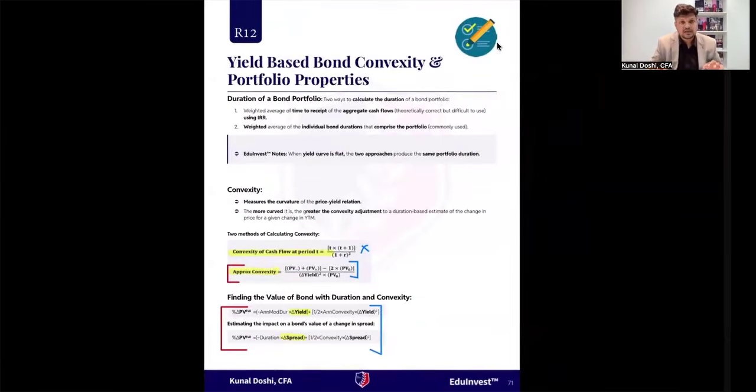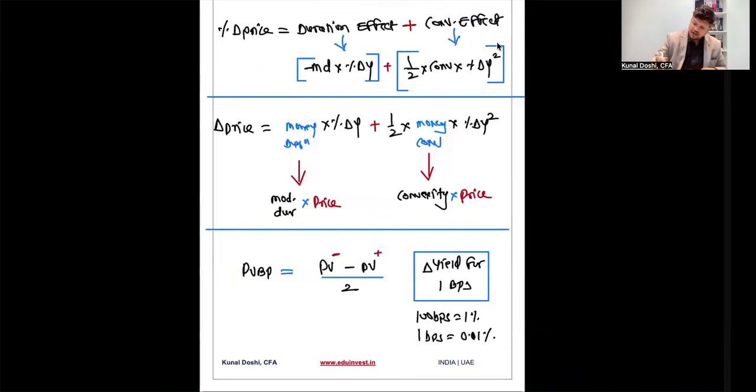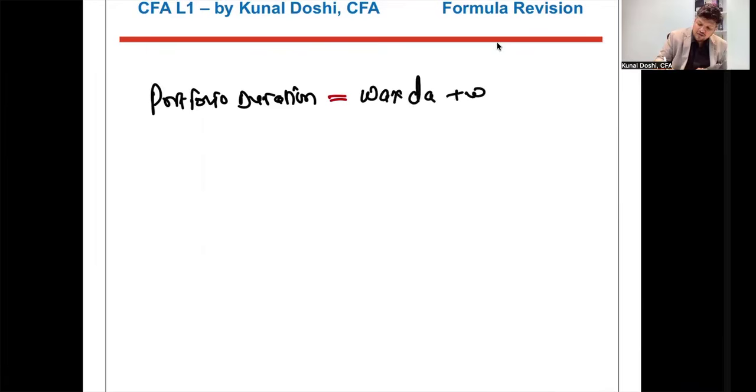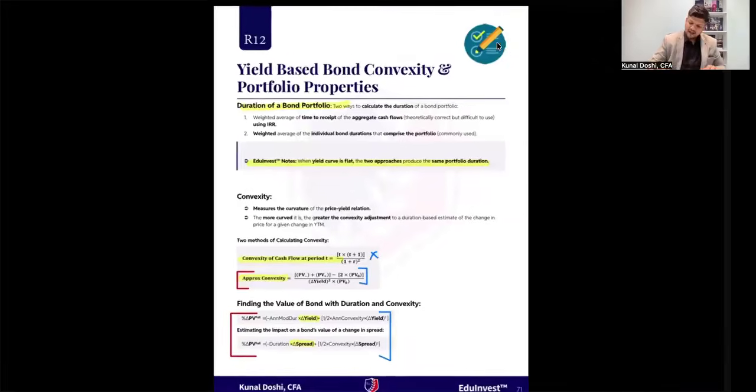Everyone with me on this? Clear? One formula we have is the duration of the bond portfolio, similar to a weighted average. What is portfolio duration? Same as before, there are two methods, but the calculation one is the same as a weighted average. Weight of bond A times duration of bond A, weight of bond B times duration of bond B, and so on, depending on how many bonds you have. Simple weighted average return, weighted average cost, weighted average duration, same formula. Everyone with me on this?